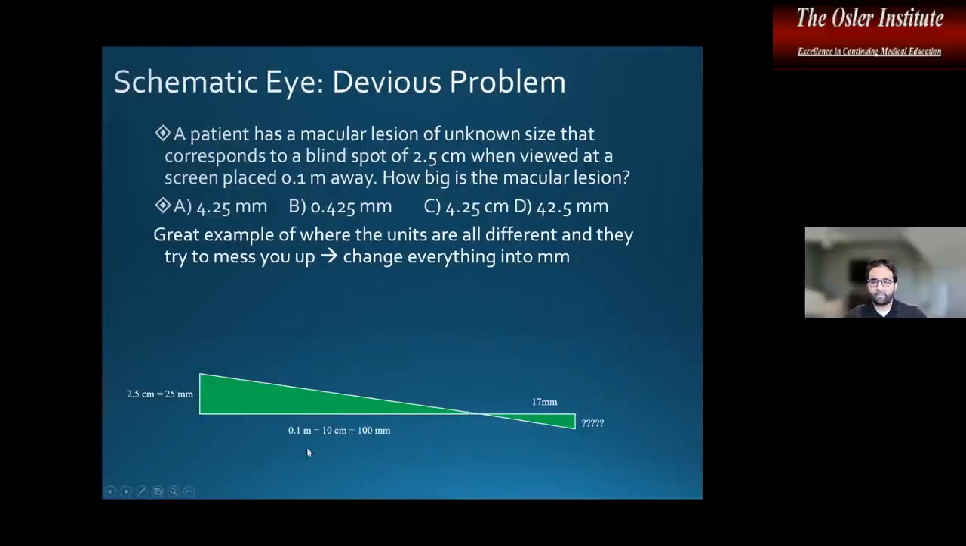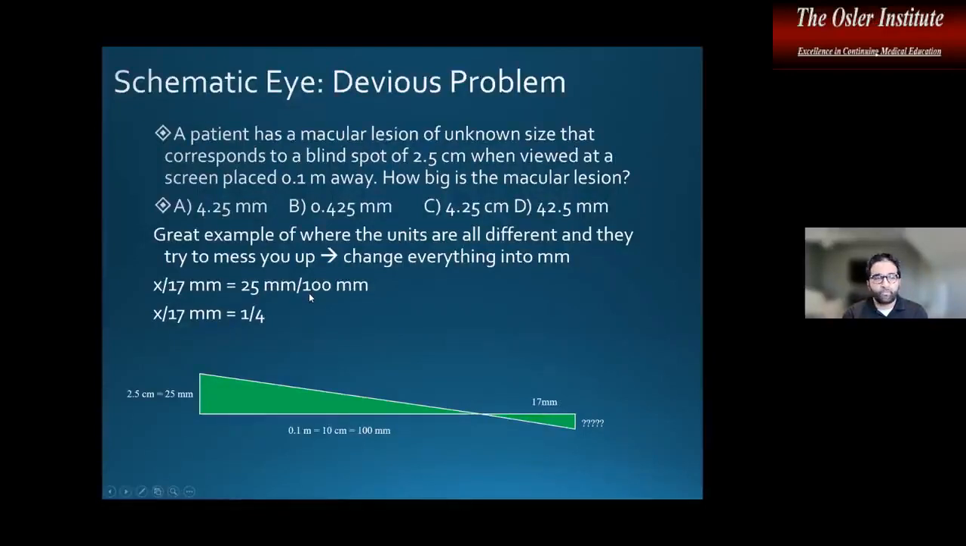So they said 0.1 meters away. So again, convert that to millimeters, 100 millimeters. Convert the 2.5 centimeters to 25 millimeters. Now we've got everything in millimeters, and we can set up x over 17 equals 25 over 100. So that's going to be our ratio. We're going to solve for x.